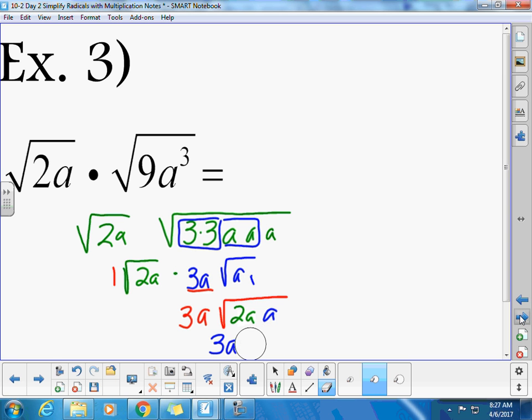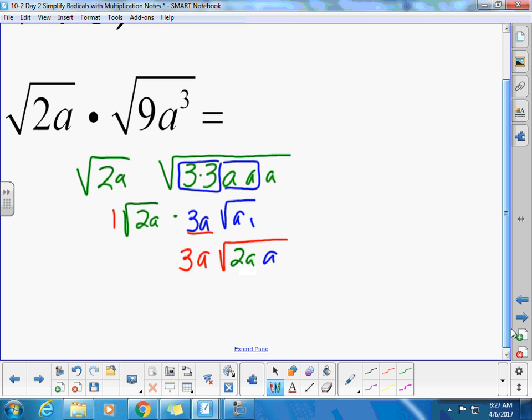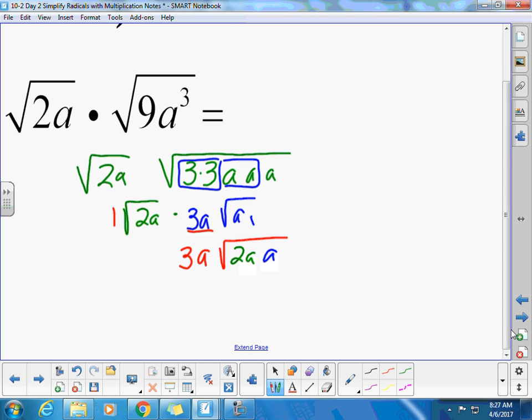Oh, let's see if I can get my eraser to work. Hey, what do we have on the inside now? So now, again, I have to look. I have a times a. I have 2 of them in, so 1 can come out. So I'm going to have 3a, and I'm bringing that second a out. And I have square root of 2 still. So this is 3a squared, square root of 2.